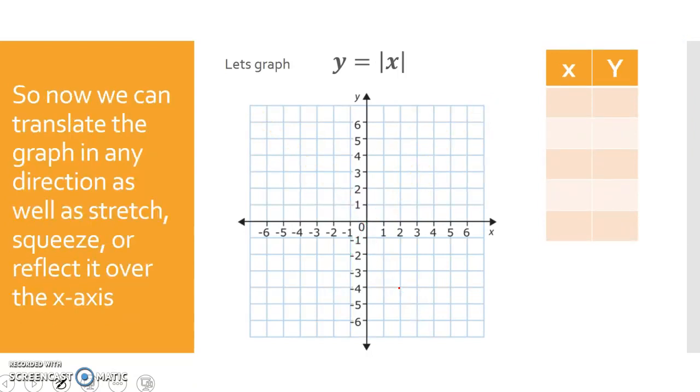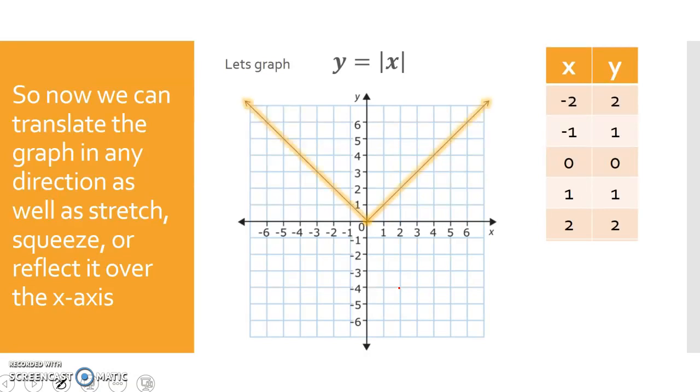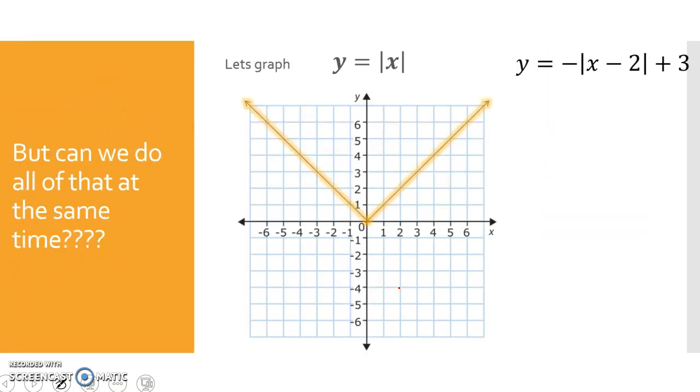So now we can translate the graph in any direction, as well as stretch, squeeze, or reflect it over the x-axis. The question is, can we do all of this at the same time? So we started with this function and the graph is there. What I'd like to do next is translate or transform that parent function with the following stipulations. It's now negative absolute value of x minus 2 plus 3. Let's talk and see if we can figure this one out together.